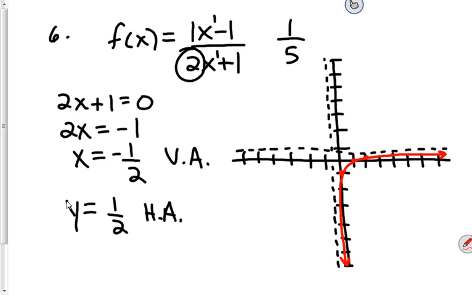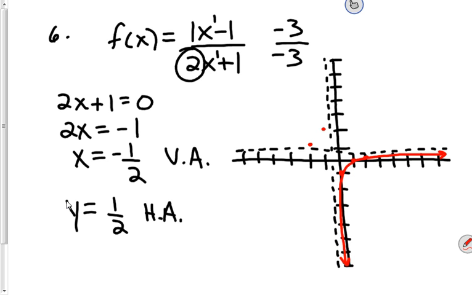Let's plug in some x values less than negative 1/2. So let's plug in negative 1. Negative 1 minus 1 is negative 2. 2 times negative 1 is negative 2. Plus 1 is negative 1. So I get positive 2. So I have the point negative 1, positive 2 right there. Let's plug in negative 2. 1 times negative 2 is negative 2. Minus 1 would be negative 3. 2 times negative 2 is negative 4. Plus 1 is negative 3. So that's 1. So now I have the point negative 2, 1.